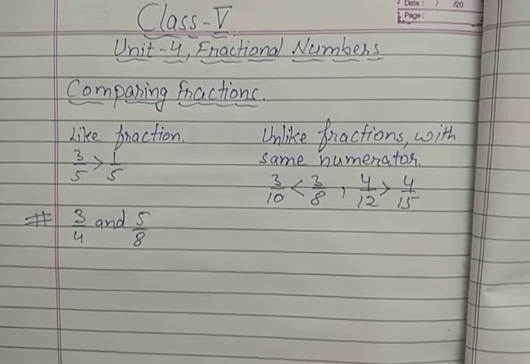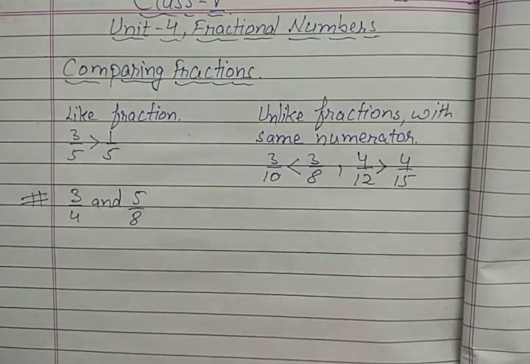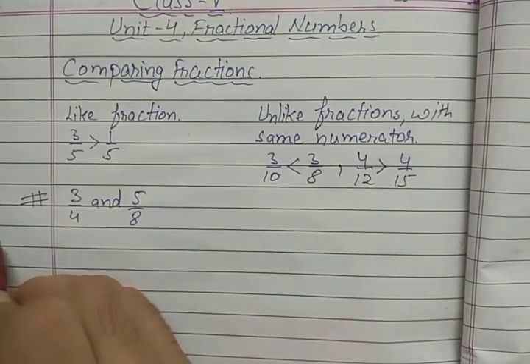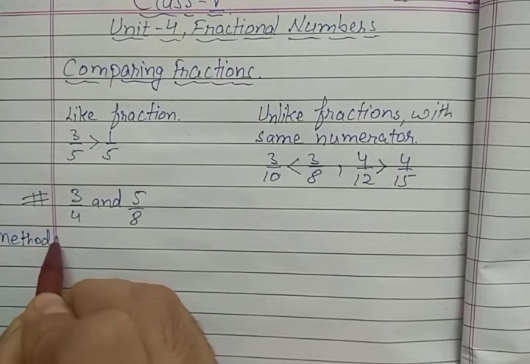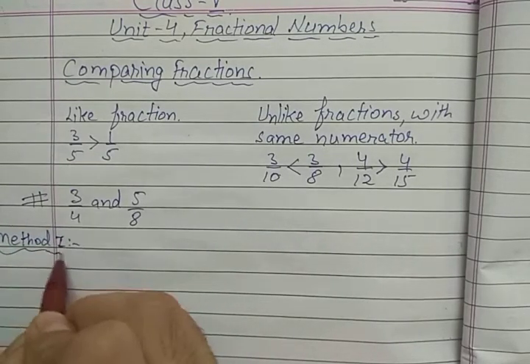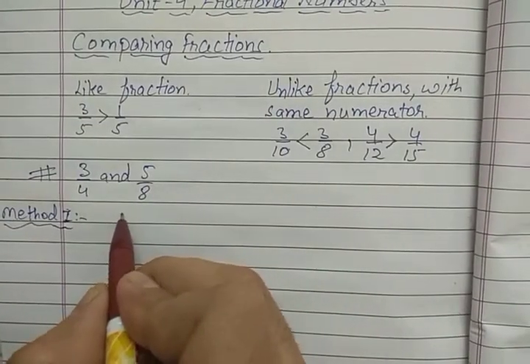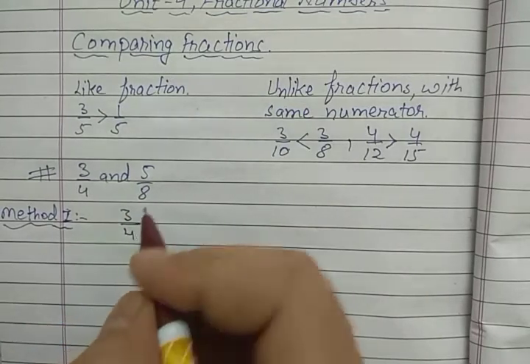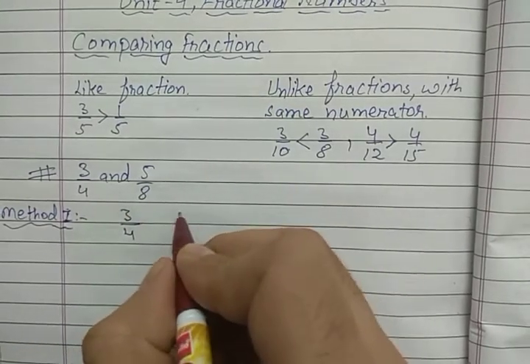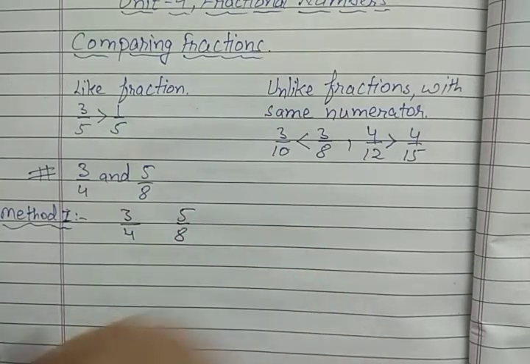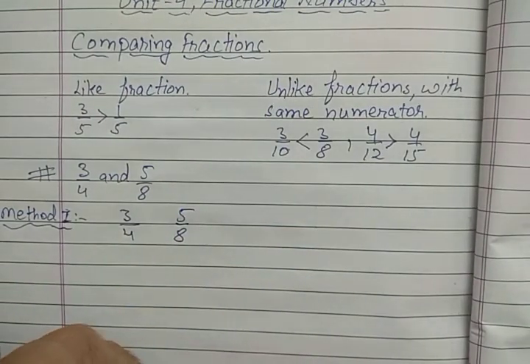There are two methods to compare them. The first one is a quick method to compare fractions. First of all we will discuss that, and then we will discuss the second method by taking the LCM. So in the first method, let us see how we can compare the fractions. It is by cross multiplication. We will compare these fractions by the cross multiplication method.